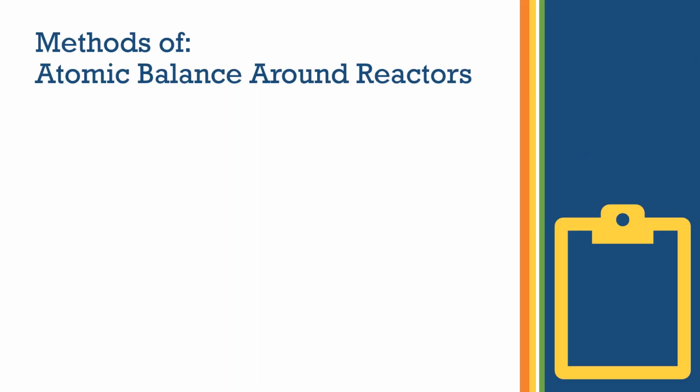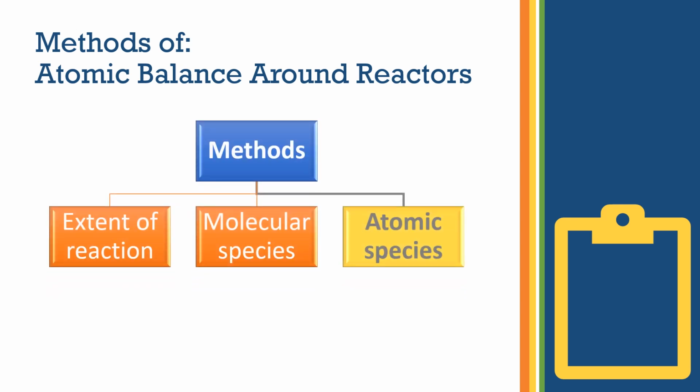Before we start, I want to remind you that there are three methods of applying material balances around reactors, which are the extent of reaction, zeta, or using the molecular species balances, or using the atomic species balances. I will show you how I apply the third one, the atomic species balances.